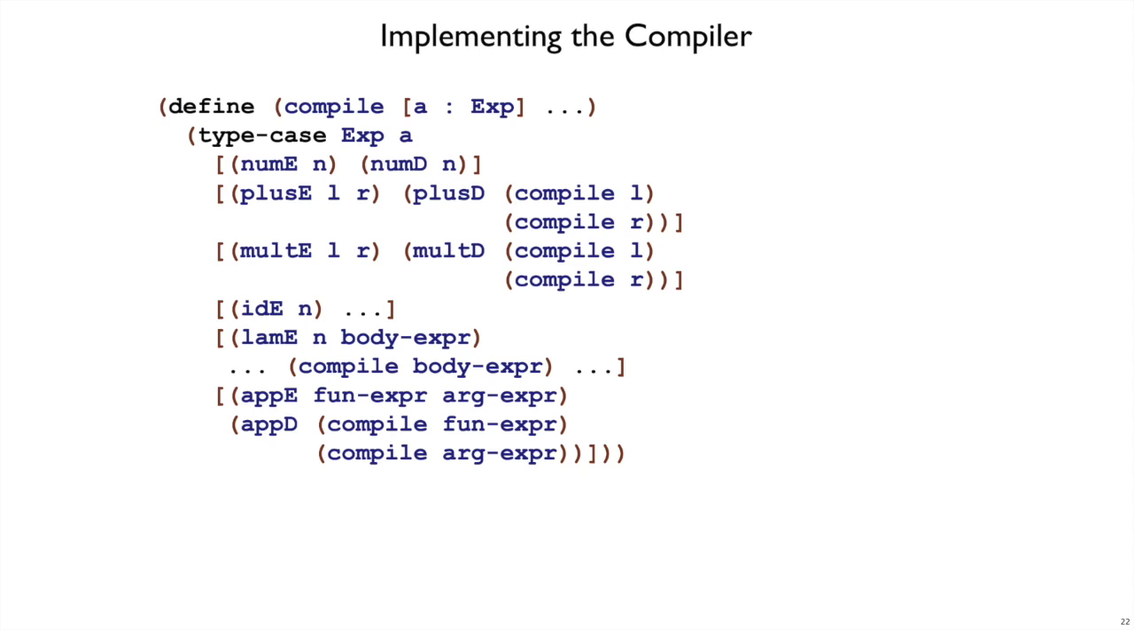So here's the implementation of the compiler. It's going to type case on an exp and produce a corresponding exp_d. Num-e's go to num-d, plus e goes to plus d, and so on. For id-e, like a name x, we need to turn that into some number. But to know the right number, we need to know more about the context where this variable appears.